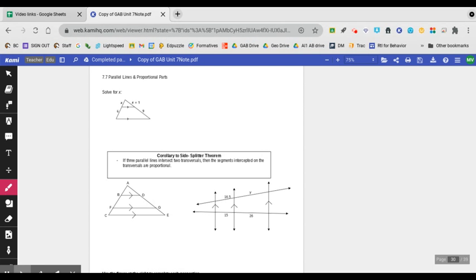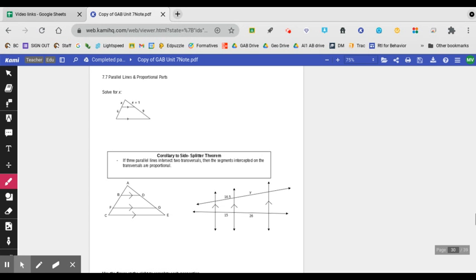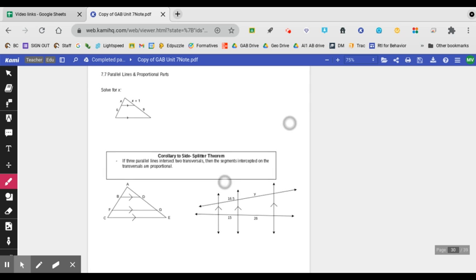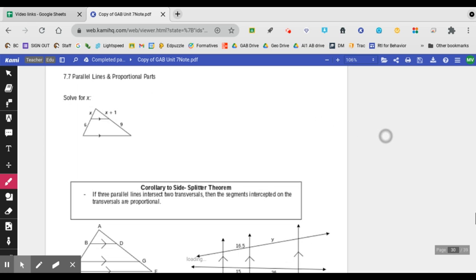Hello, everyone. Today we're going to talk about parallel lines and proportional parts. So I want you to start by pausing and doing number 1. This is a review of our side splitter theorem.